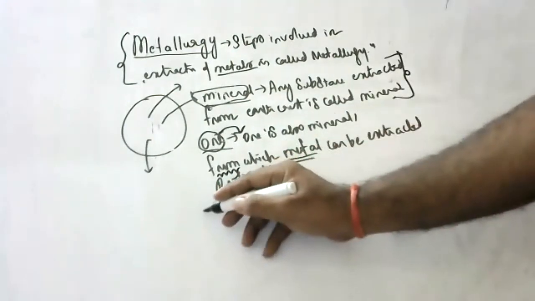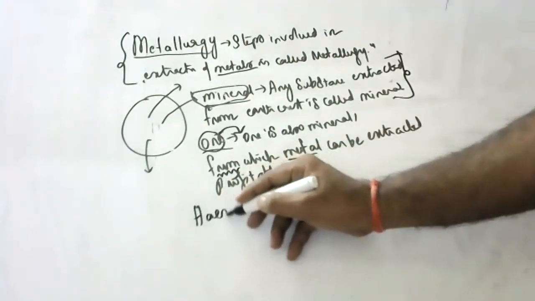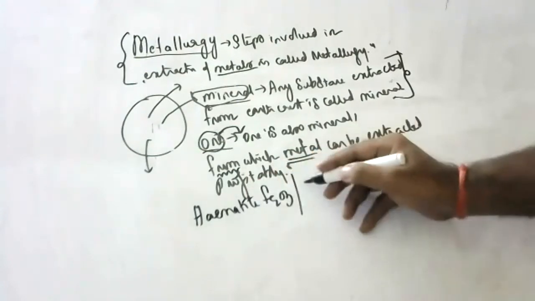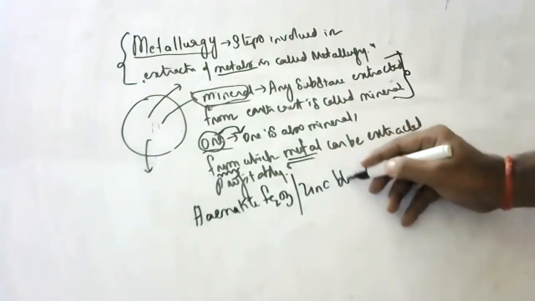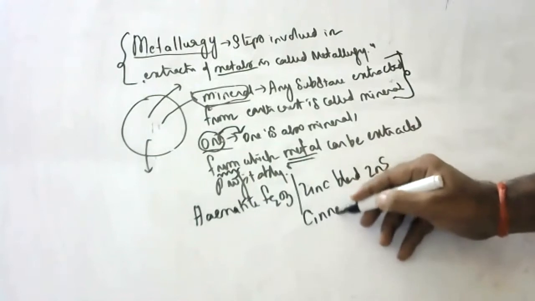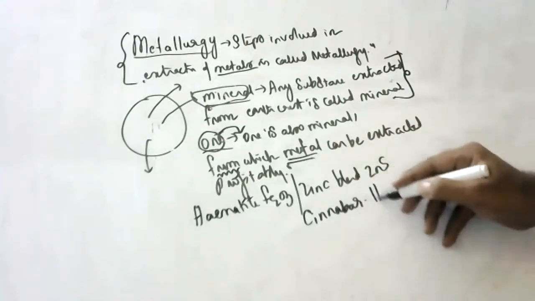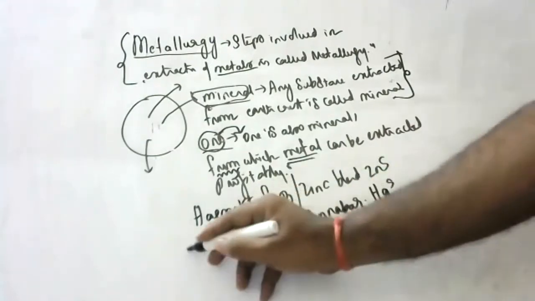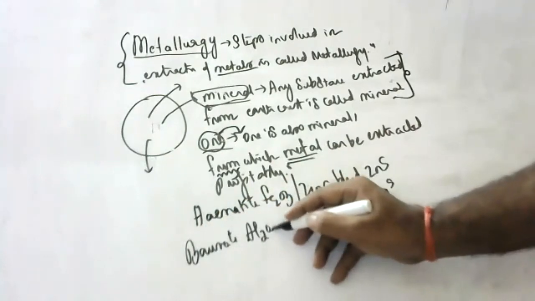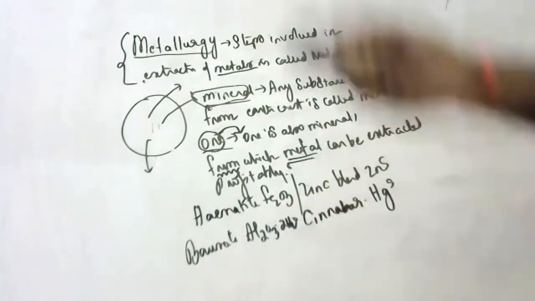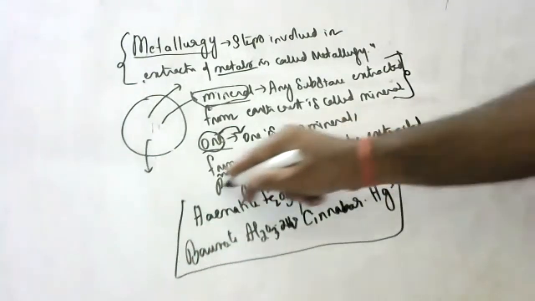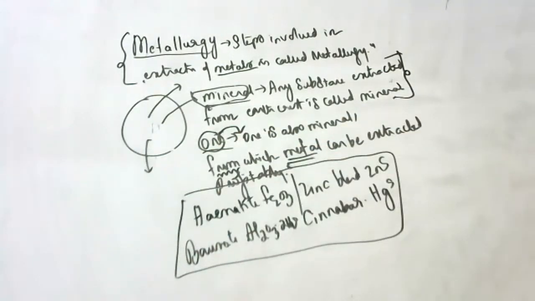Some of the famous ores, like suppose you have hematite. What is the formula of hematite? Fe2O3. Suppose zinc blende. What is zinc blende? ZnS. Suppose cinnabar. Cinnabar is the ore of mercury, HgS. Suppose bauxite. What is the bauxite formula? Al2O3.2H2O. These are some of the famous ores which we get in the earth crust. From these, we can extract different metals. There are so many ores.